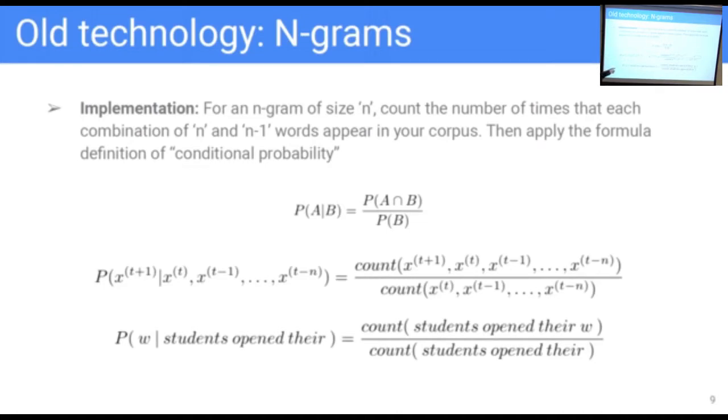In our example, this will result in the count of students open their whatever, being that whatever any of the possible options of the next word, divided by the count of students open their. And that's it. If you put here books, this will be the count of students open their books divided by the count of students open their. And then if that happens very, very often, then the probability of that combination is going to be larger, and then the language model is going to select books as the next word.